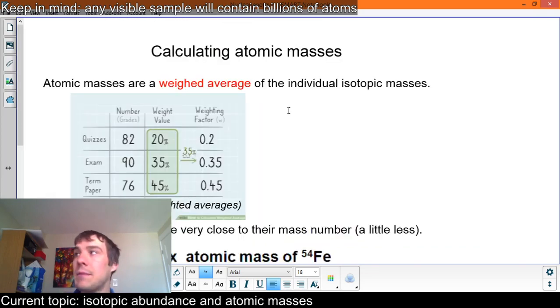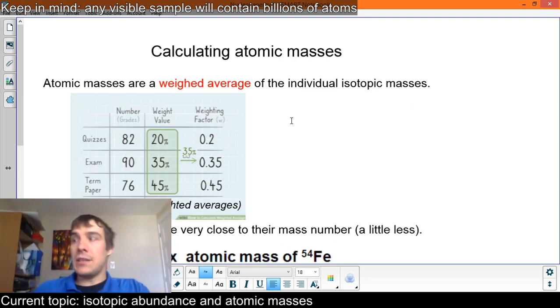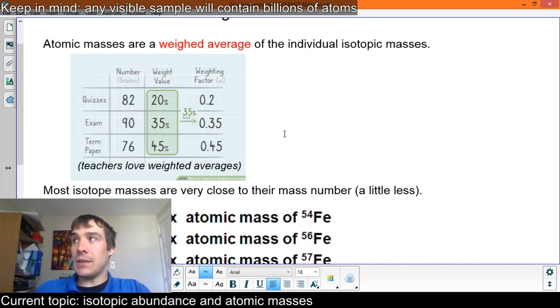Speaking of atomic mass, we want to calculate atomic masses, and atomic masses are calculated as a weighted average of the individual masses. And what is a weighted average? Well, us teachers, we love weighted averages. Here's an example of a weighted average for some random student. Did okay at the quizzes, did really well at the exam, but didn't do so hot at the term paper. 76 on the term paper, but the term paper is worth 45% of the mark, whereas the exams were 35% of the mark, and the quiz is worth 20% of the mark.